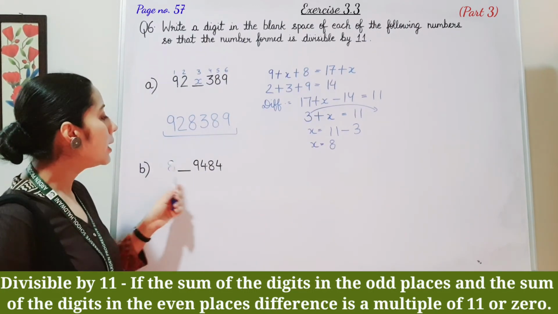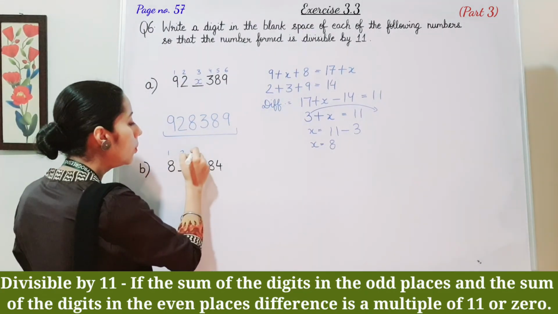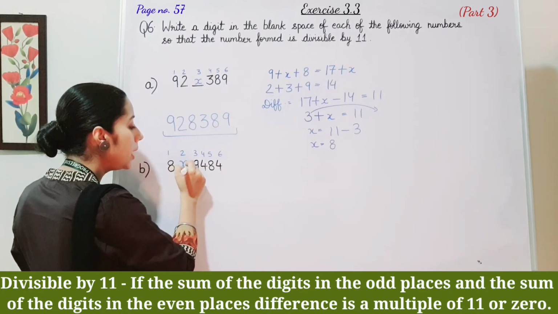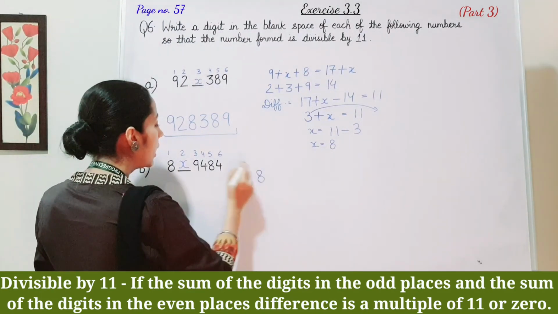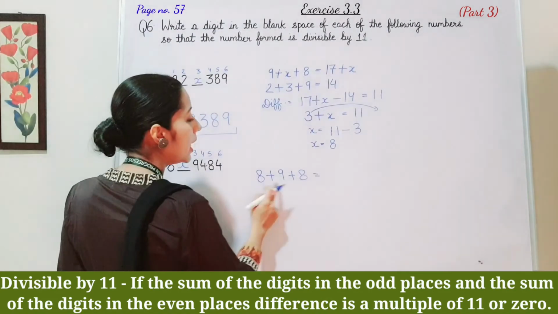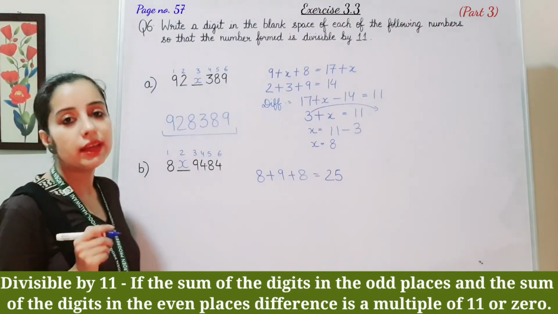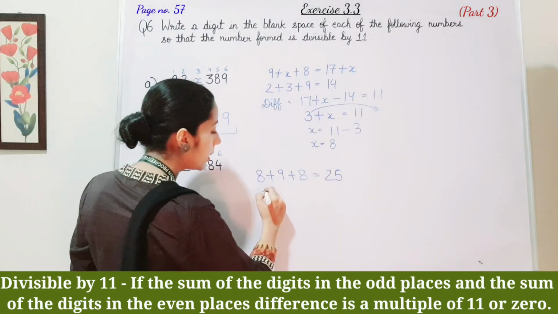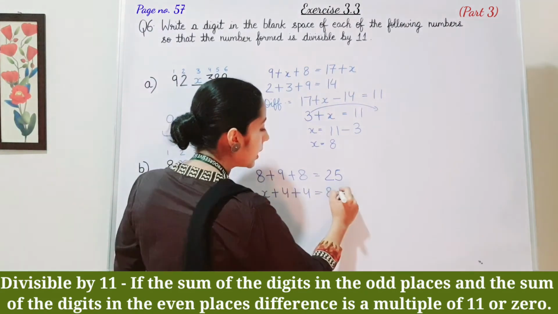B bar: 8-9484. So write their places 1, 2, 3, 4, 5, 6. Let the number be x. Sum of odd places. Odd places will be 8 plus 9 plus 8. So 8 plus 8, 16. 16 plus 9, 25. Now sum of even places. Even places are x plus 4 plus 4. 4 plus 4, 8. 8 plus x.